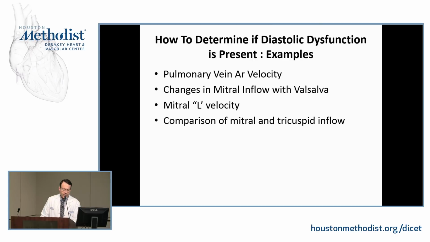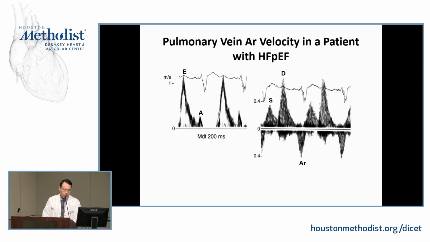We'll talk about pulmonary vein atrial reversal velocity. We'll look at changes in mitral inflow. We'll talk about the mitral L velocity and comparison of mitral and tricuspid inflow. These are signals from a patient with HFpEF. Look at mitral E, look at mitral A. It's a restrictive filling pattern.